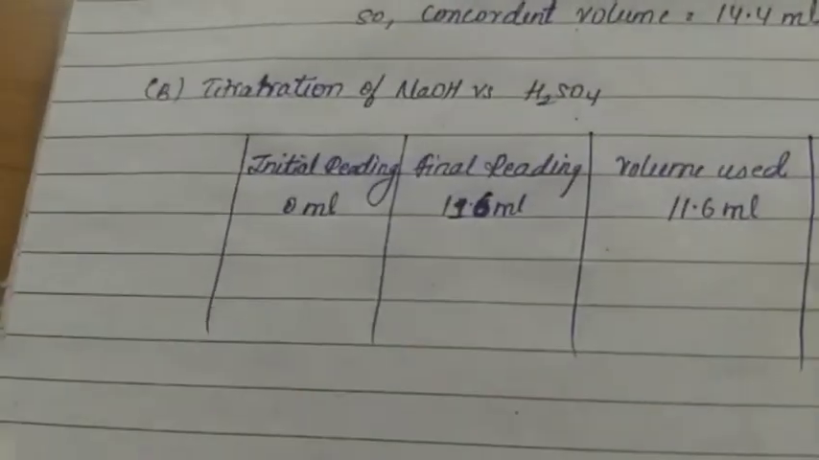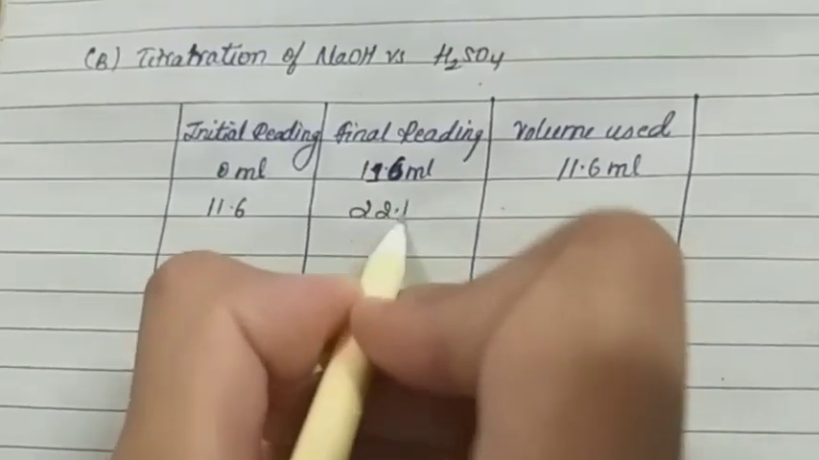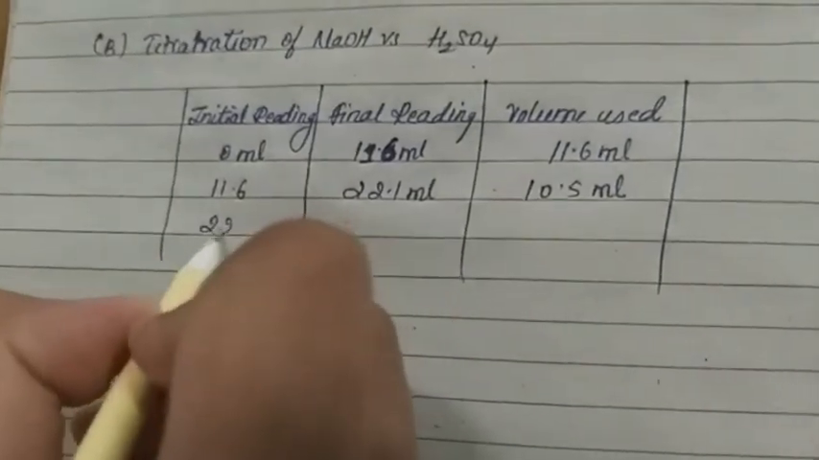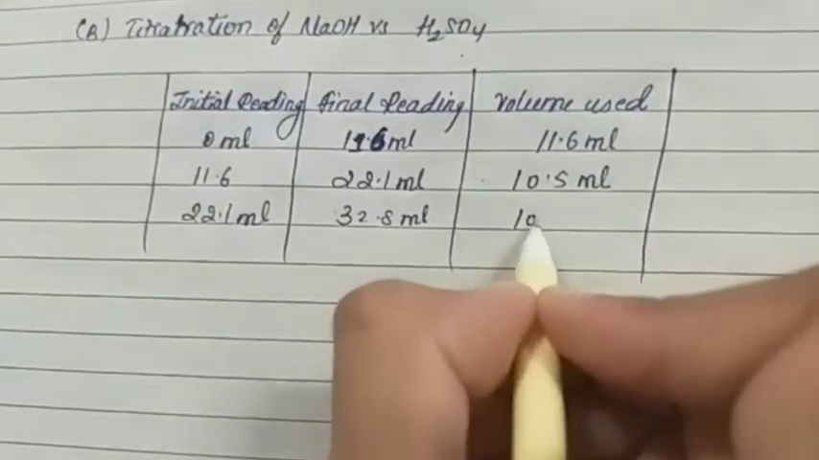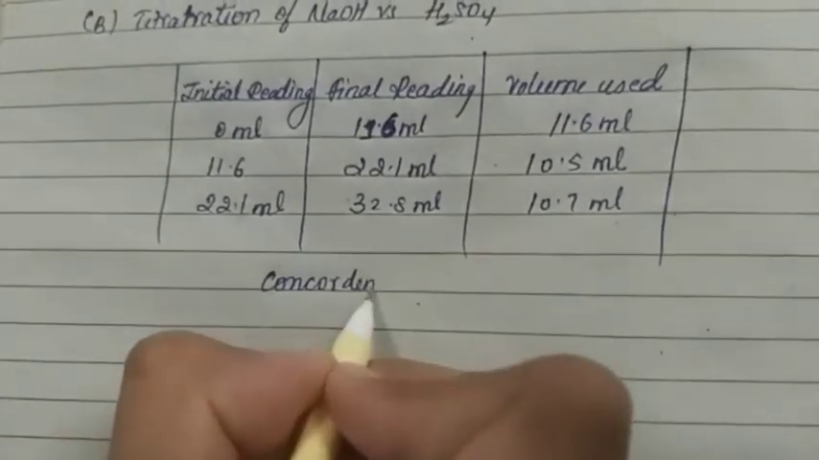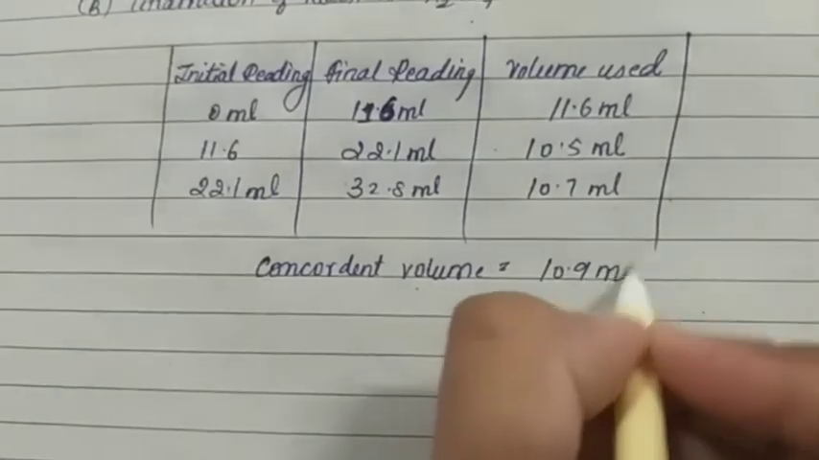Here after titration of H2SO4 versus NaOH, after two titrations the readings are 11.6 and 22.1 ml. So volume used here is 10.5 ml. Then 22.1 ml, 32.8 ml, so here the volume used is 10.7 ml. From the above three titrations, we get the concordant volume, that is 10.9 ml. Now we will do the calculation.